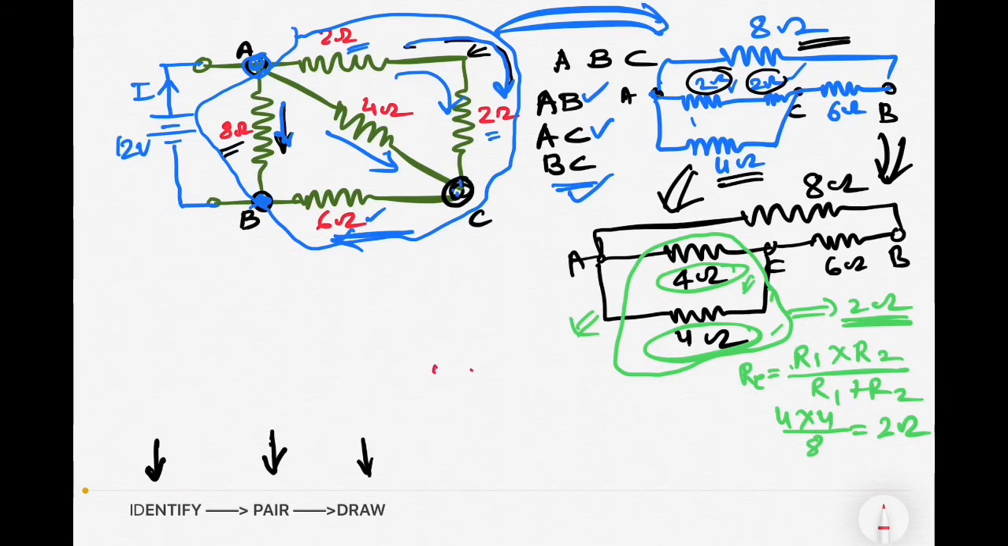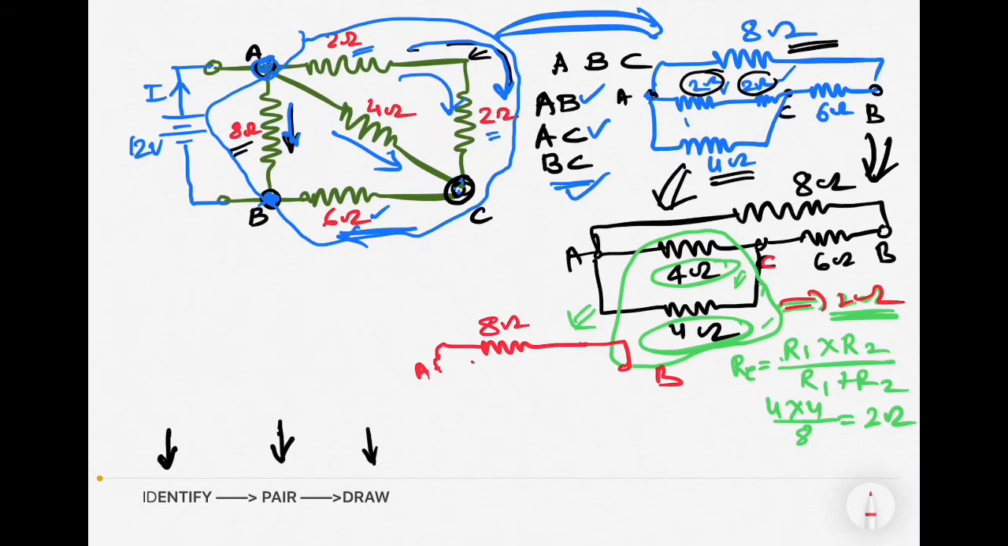So let's draw the next logical diagram. This is point A, and here this is 8 ohm. I keep it as it is and reach B. And then this becomes 2 ohm, right? 2 ohm resistance between A and C. This is C, and between C and B this already 6 ohm is there, so I will keep it as it is, 6 ohm. So this is my A and this is my B. This is 2 ohm and this is 6 ohm, both are in series. So total resistance is equal to 8 ohm.